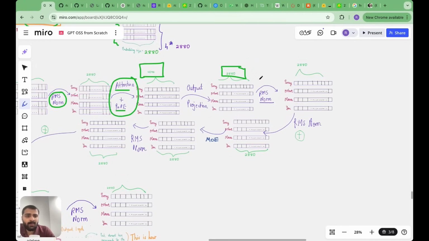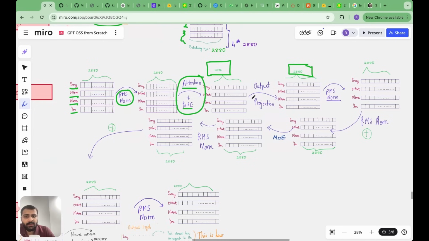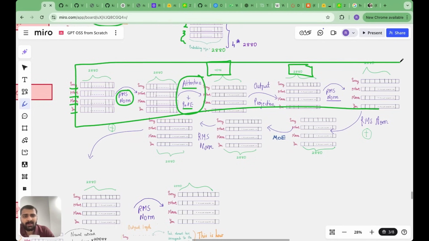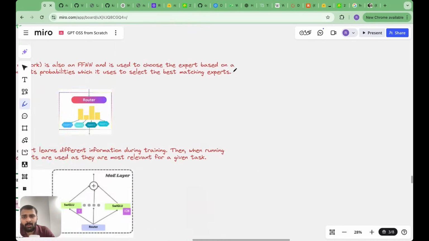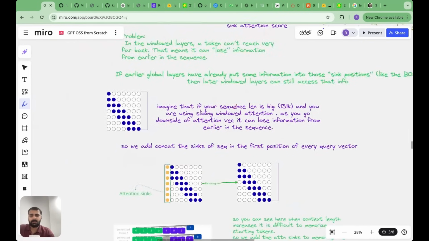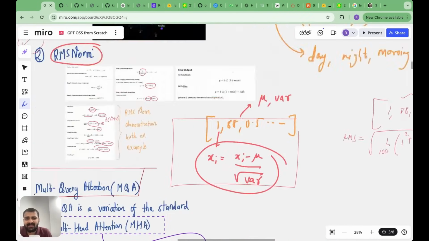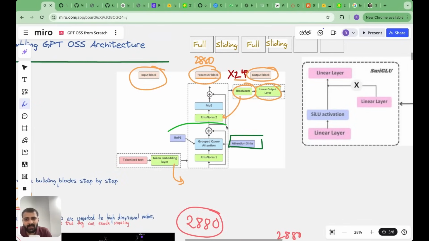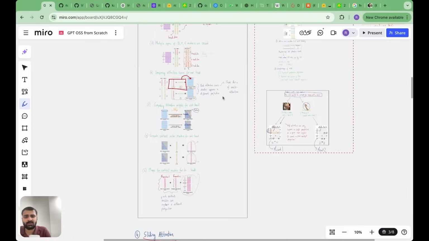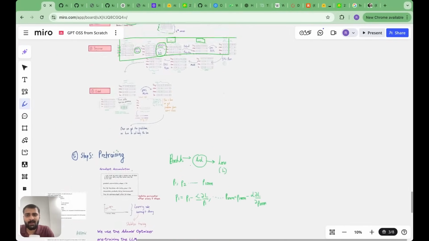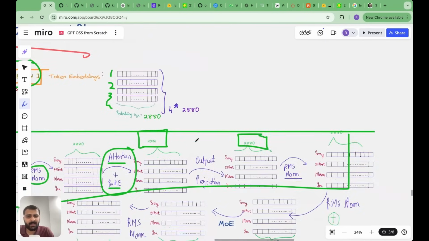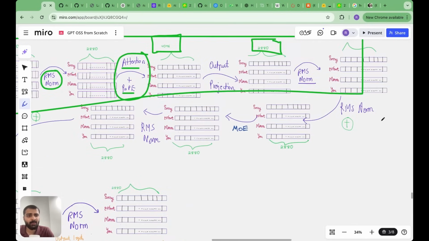And then there is one more RMS normalization over here. So this part right here, which I have shown in the green block, corresponds to, if you see the architecture, it's a long way up, but it corresponds to until here. Okay, and then we'll see the rest of the things. So until now, if you check the number of dimensions, we are at 2880 dimensions, right?